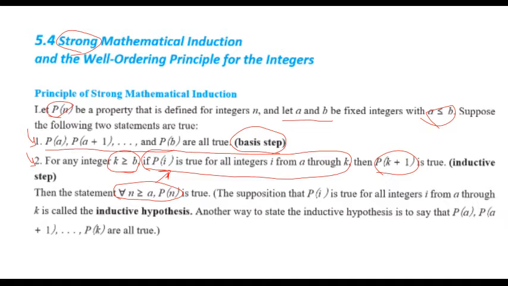So sometimes instead of saying that P of i is true for all integers i from a to k, we can state the inductive hypothesis as P of a plus 1, P of a plus 2, all the way to P of k are all true. Okay, so this is another way of stating the inductive hypothesis for strong mathematical induction.